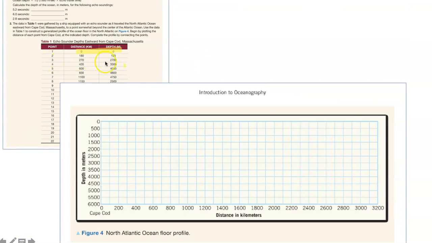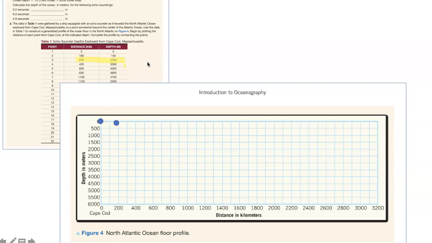So the very first point is at 0 kilometers and 0 depth. It's at the beginning of the survey. We have depth in meters here, so sea level, the top is here, and the deepest part of the ocean is here. Along the x-axis, we have distance in kilometers from Cape Cod. So 0, 0 is our first point. Our second point is 180 kilometers from Cape Cod, and the depth is 150 meters. So we come along to about 180 kilometers, that's somewhere along this line here, and then the depth of 150 is very near the surface, so we plot a point there.